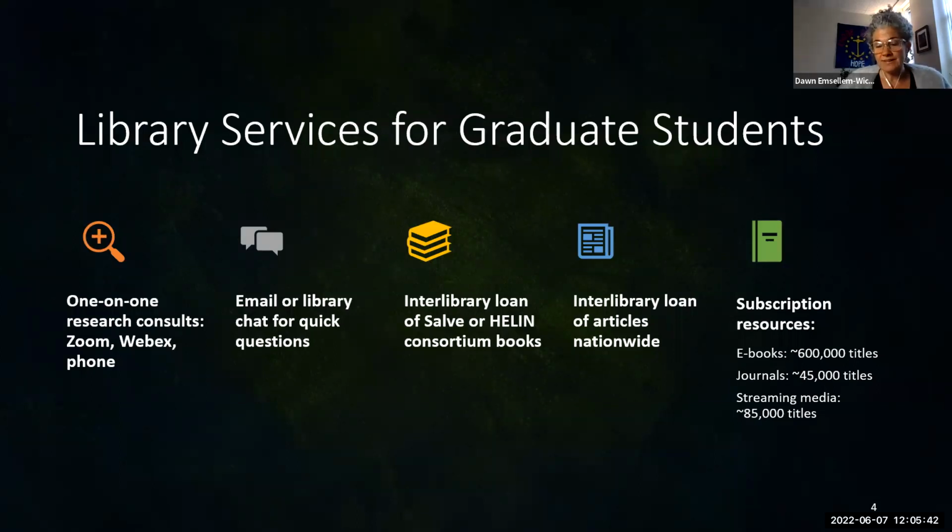So you could request an interlibrary loan of a book and let us know that you want us to scan a chapter or two within copyright. Usually it's 10% of the book or less. And we also interlibrary loan articles. So I'll show you how to do that.